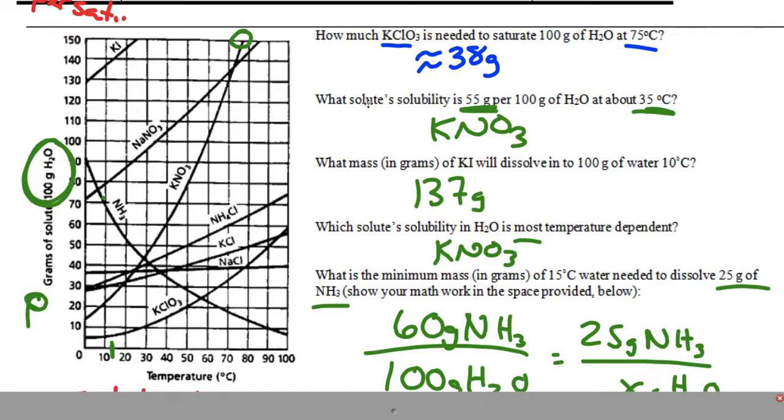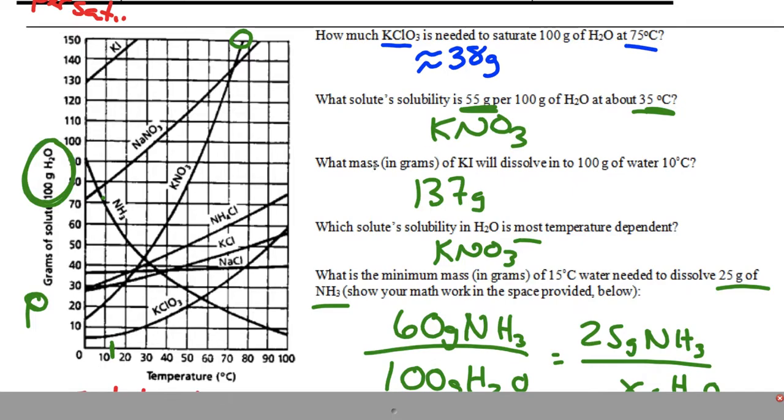Here's another one. A solute's solubility is 55 grams per 100 grams of water at about 35 degrees. Be mindful, this is the amount of solute, this is the temp. So I need 55 and I need 35. So what I'm going to do is go to 35 degrees and I'm going to go up to 55 grams, and look at that, I'm right on the line. The line is the saturation or solubility of that salt or that compound. So that solute happens to be KNO3. So that's why I wrote KNO3.